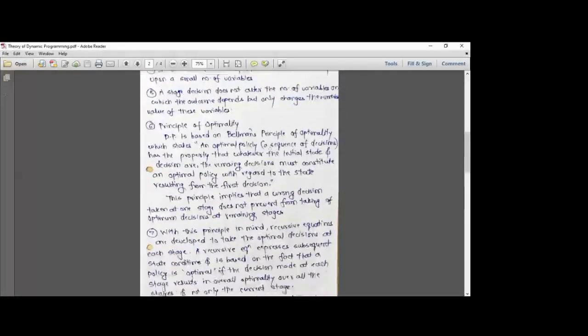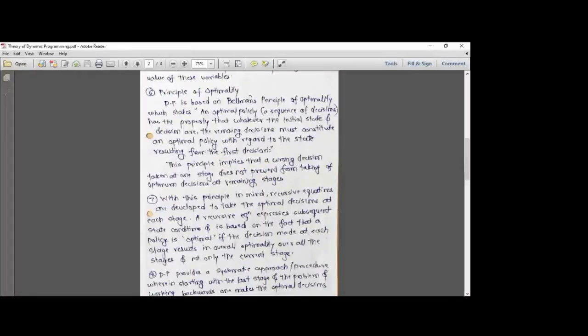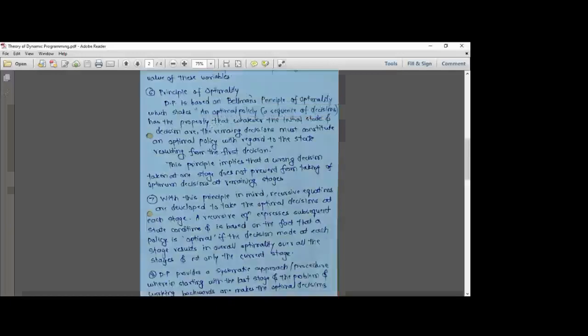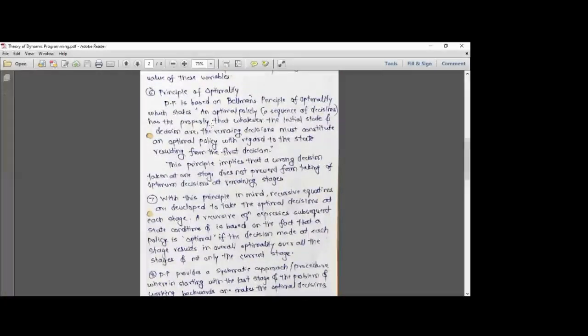Now there is a very important principle of optimality that has been derived by Bellman, and dynamic programming is based upon this entire optimality principle, right? So what is that principle? An optimal policy, that is a sequence of decisions, has the property that whatever the initial state and the decisions are, the remaining decisions must constitute an optimal policy with regard to the state resulting from the first decision, right?